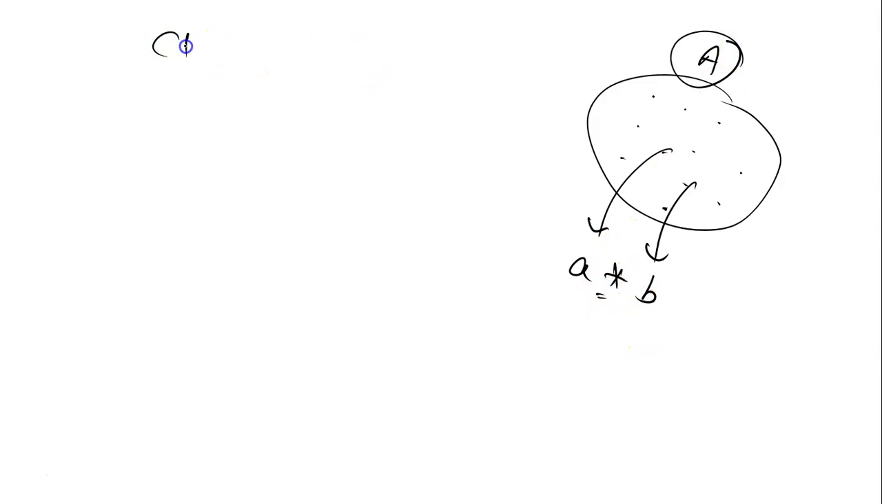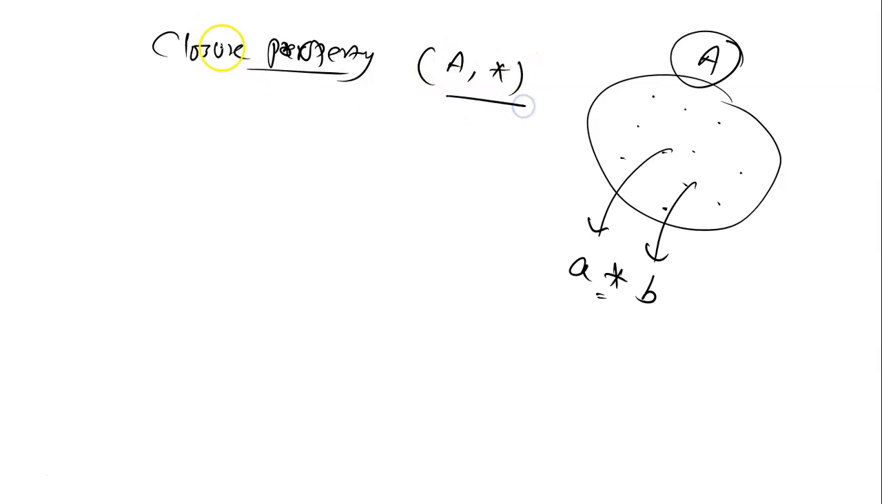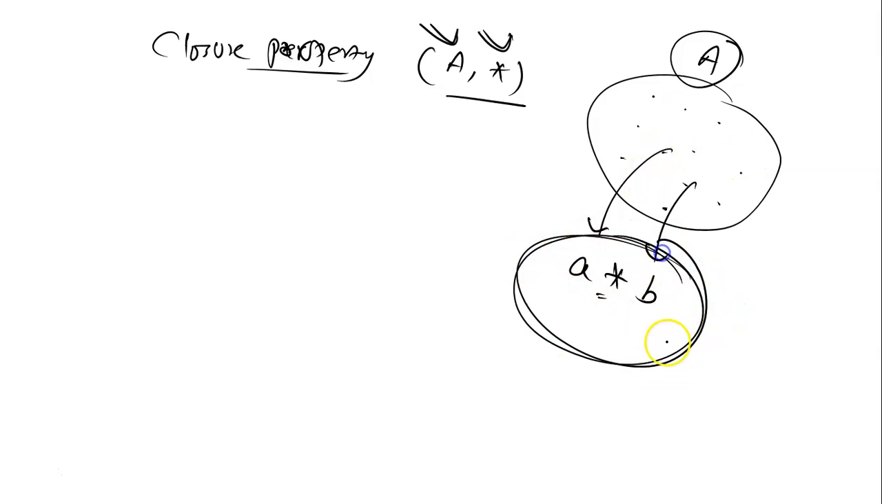So for closure property, what 2 things do we need? The 2 things that we need are a set and an operation. We need a set, we need an operation, and we say that this set is closed under this operation if and only if you apply this operation on any elements of this set, then the result, this A star B, should also belong to this set. Then in that case we will say that this set is closed under this operation.